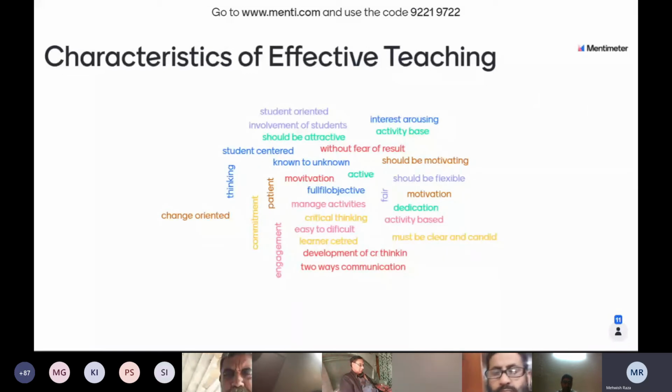So there is no hard and fast formula that anyone can tell you about effective teaching or effective learning, or to achieve effective learning. But yes, you're very correct in saying that there are some visible aspects that we can inculcate in our teaching styles, in our teaching approach, in order to make sure that our students maximize the learning outcomes.